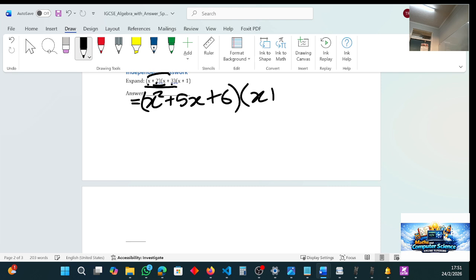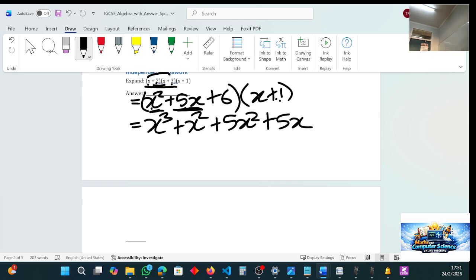In the second bracket, we have x plus 1. So now when I multiply everything in the second bracket by x squared, it will lead me to x cubed. Then when I say x squared times 1, that's positive x squared. Now I'm on 5x times x, it gives me positive 5x squared. Then 5x times 1, that's positive 5x. Then when I say 6 times x, that's 6x. Then 6 times 1, I have 6.